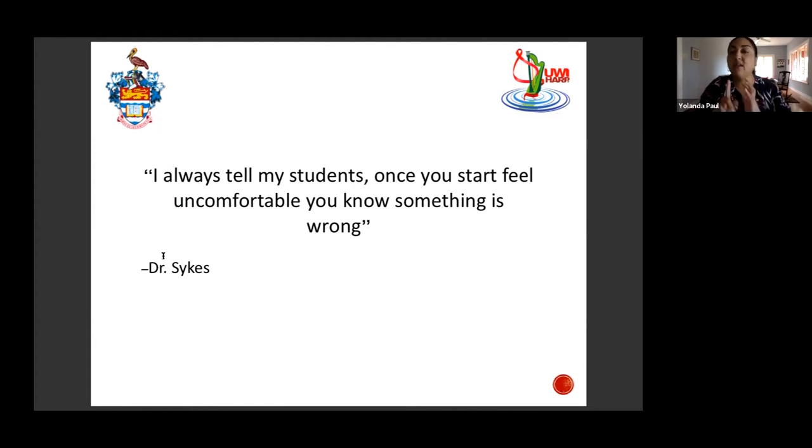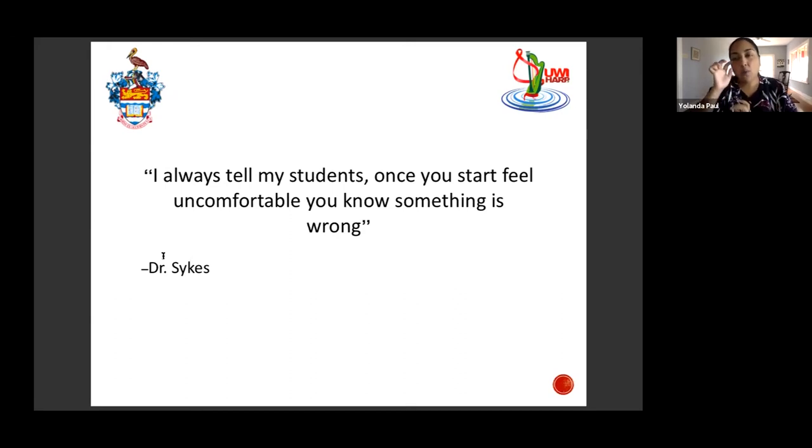Sexual harassment is not limited to a profession. It is not limited to an environment. It can happen between male to male, female to female, male to female. It does not matter. It happens every day. And in my own conversations with our students over the years, people are sexually harassed and they actually do not even know that they're being sexually harassed.